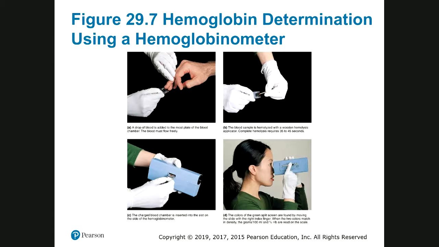The blood sample is hemolyzed with the wooden hemolysis applicator, and this requires 30 to 45 seconds. And then after that, the charged blood chamber is inserted into the slot on the side of the hemoglobinometer.